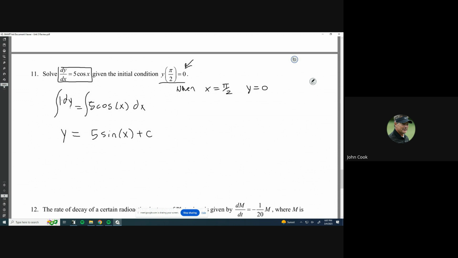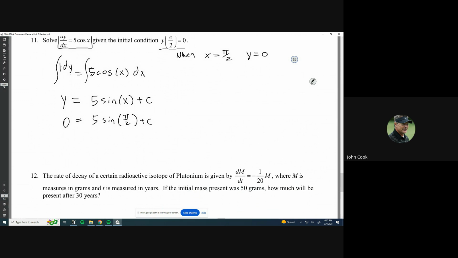So when I plug in pi halves for x, I get the value 0 for y. So this allows me, if you can see, I have one variable that's unknown. That c value is the only thing that I don't know. So I got to solve for that. Sine of pi halves, that's 1. So this turns into just a 1. And 5 times 1 is just 5. So if I subtract 5 from both sides, I get my value for c is equal to -5. So just like that, I've got my particular solution for this differential equation right there.